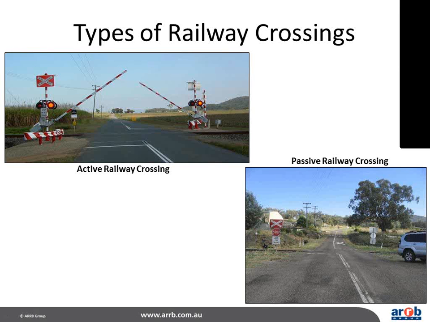They are just static signs. It could be a stop sign or a give way sign. And it's the responsibility of the driver approaching the crossing to stop, take a look, see if it's clear and there are no trains arriving, and then proceed on. So these are the two main types of crossings in Australia, and these are the two types where we'll be looking at implementing lighting.